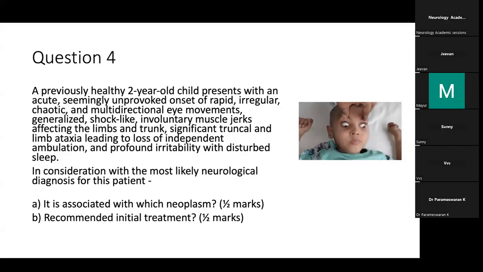The first question is that it is associated commonly with which neoplasm, and the second question is which is the recommended initial treatment.